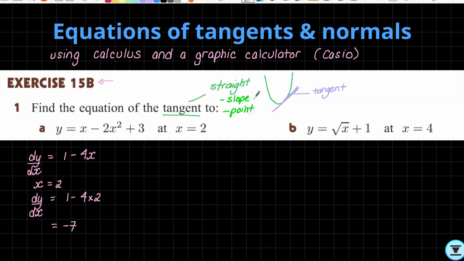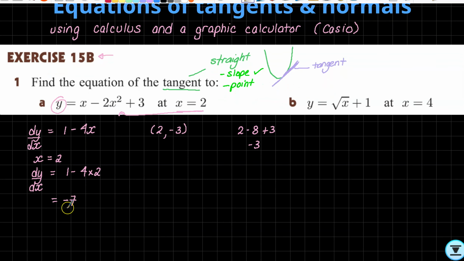Now we've got our slope, that is our derivative. How are we going to find the point? Well, we're halfway there. We've got our x value is 2. How do we find our y value? We substitute this into the equation they gave us because that is your y value. All right, so 2 minus 2 times 2 squared, so minus 8 plus 3. 2 take 8 is minus 6, plus 3 is minus 3. So now we've got our point. So we've got the slope, we've got the point.